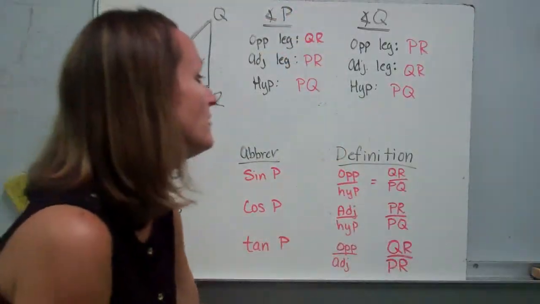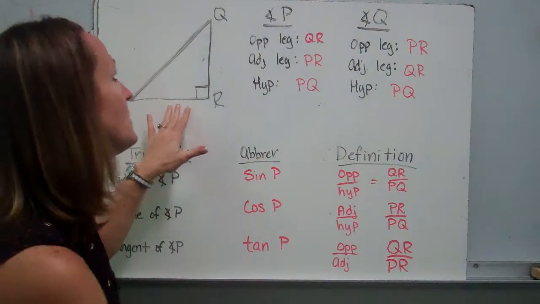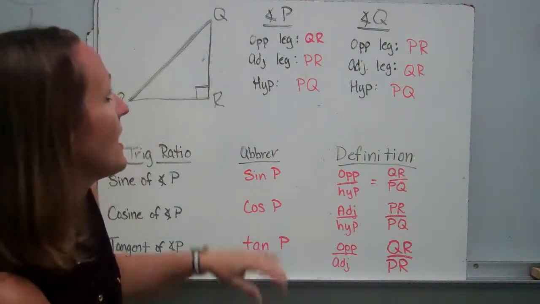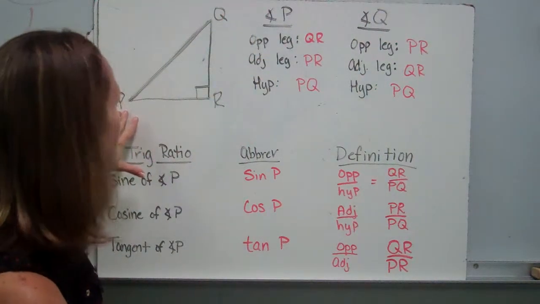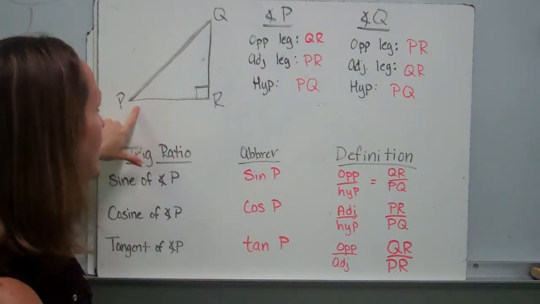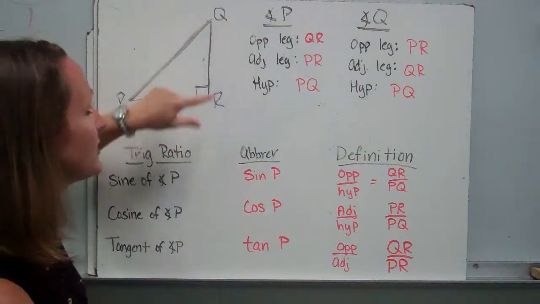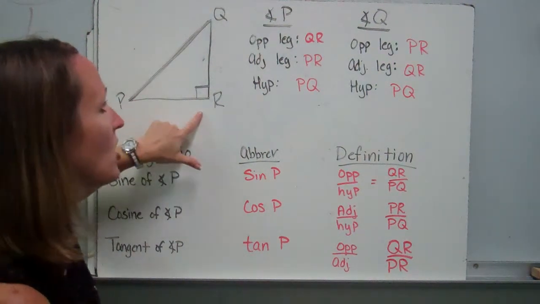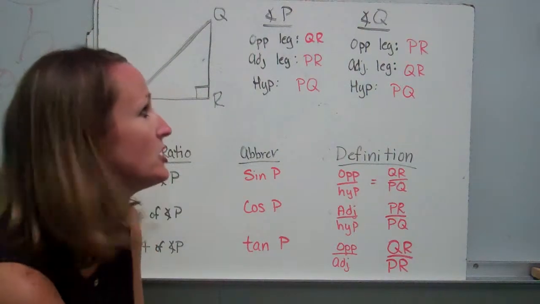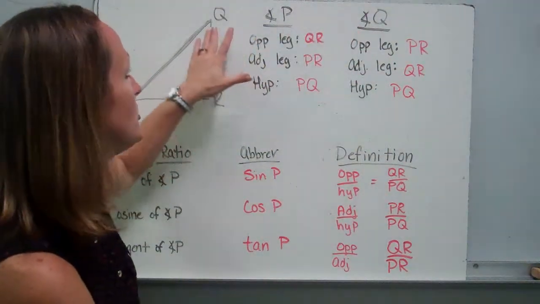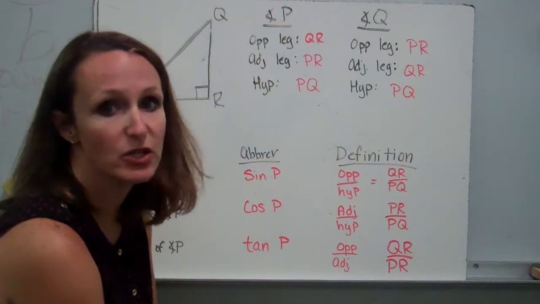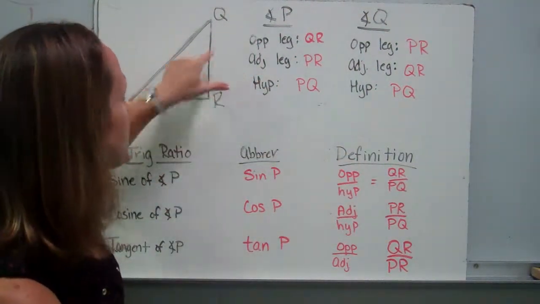Okay, so moving on, let's look at how it breaks down to a triangle. So here we have our right triangle, PQR, and if we're looking at angle P, our opposite leg to angle P would be leg QR. Our adjacent leg would be leg PR, and of course our hypotenuse is PQ. If we're looking at angle Q, our opposite leg is PR, our adjacent leg is leg QR, and our hypotenuse would be PQ.